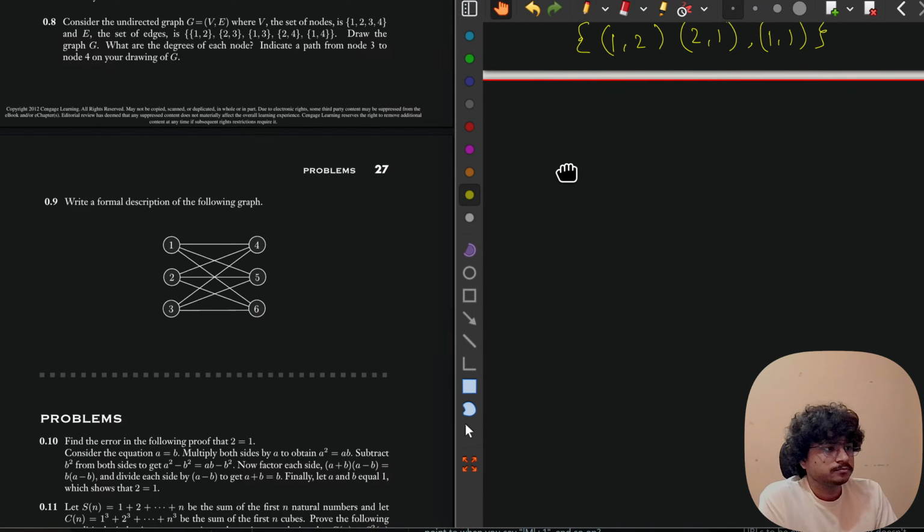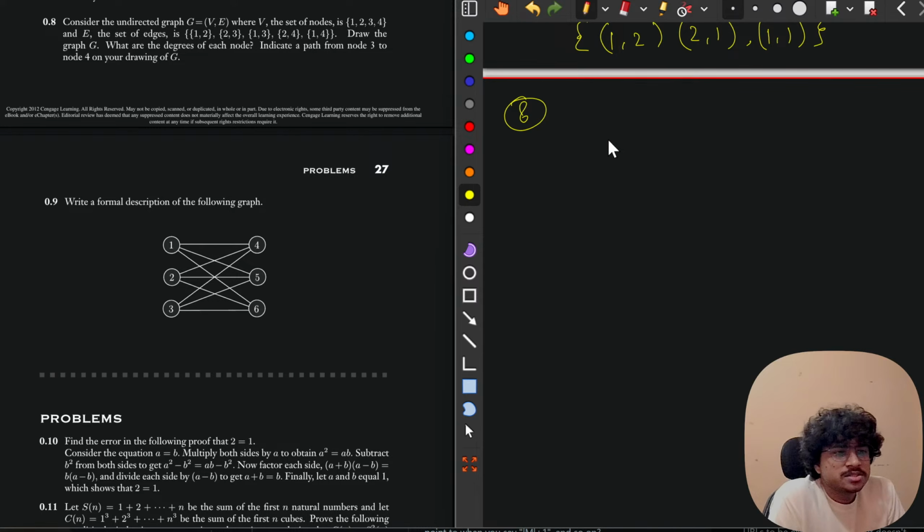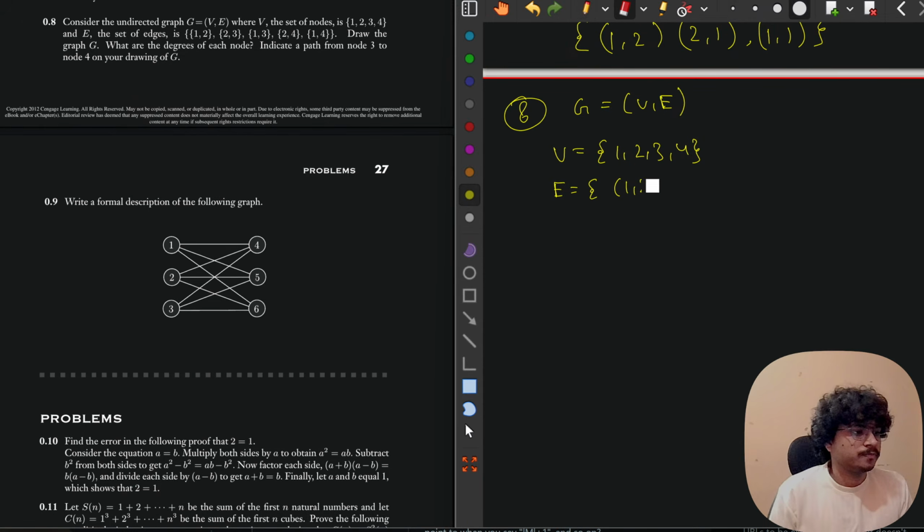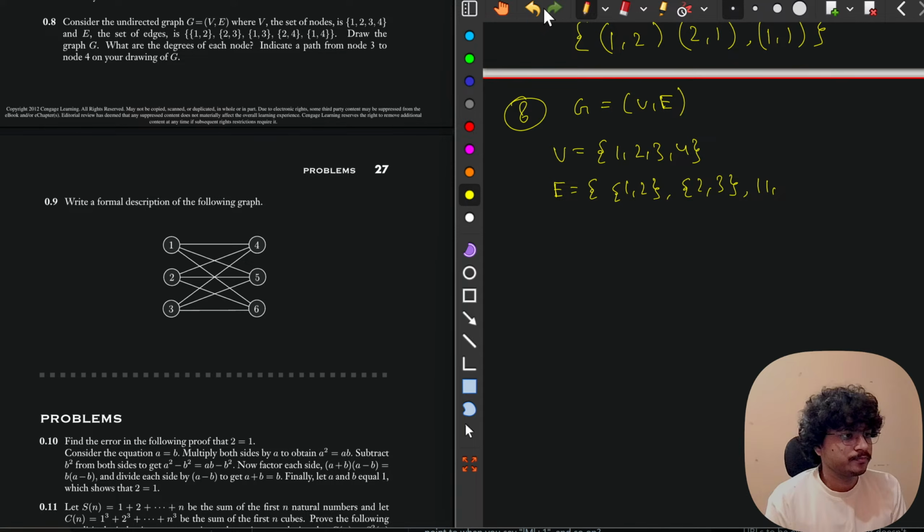Now, question number 8. Consider the undirected graph G where V is 1, 2, 3, 4 and E is 1 comma 2, 2 comma 3, 1 comma 3, 2 comma 4 and 1 comma 4.